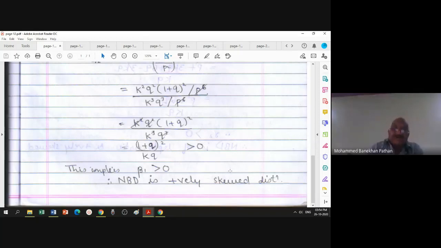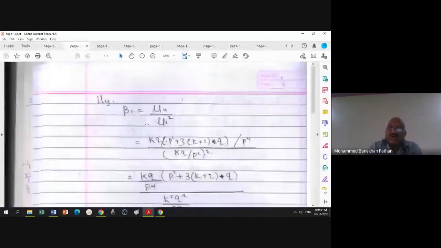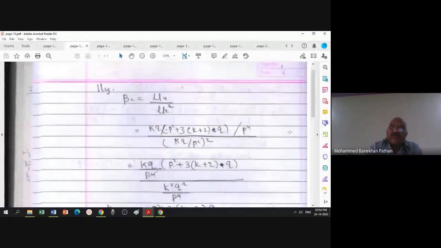After having a positively skewed distribution, we go for studying the nature of kurtosis, that means peakedness of the graph of NBD. With the help of beta 1, we decided NBD is positively skewed. Let us check the nature of kurtosis with the help of beta 2. So, you know, beta 2 is nothing but the ratio of mu4 divided by mu2 square.